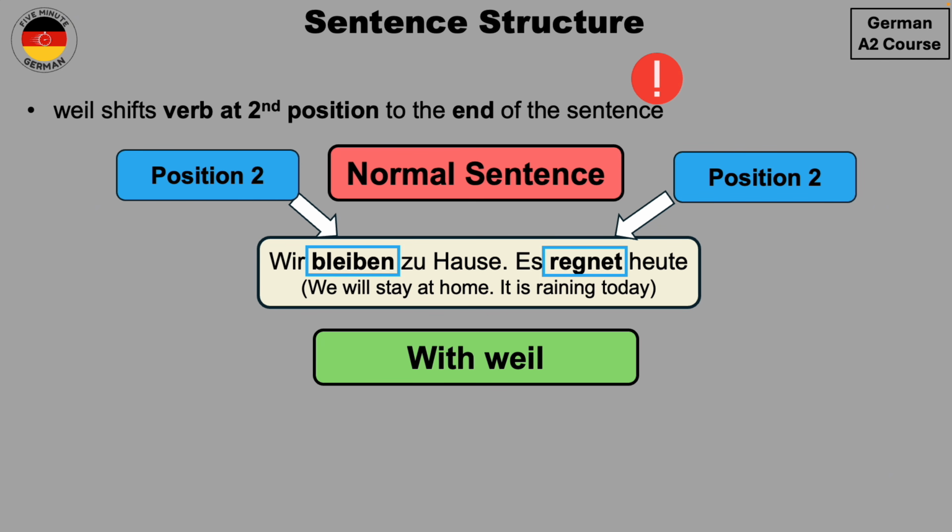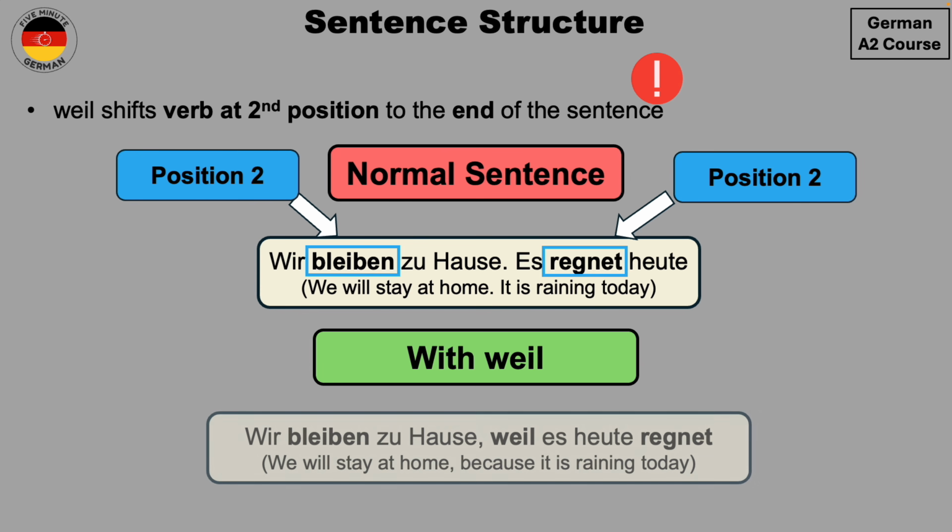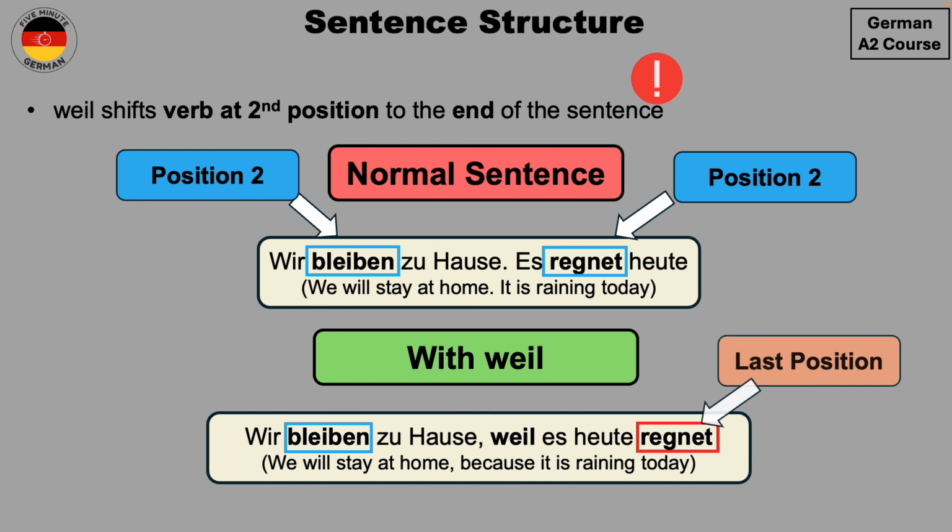Now when we connect both of these sentences with weil, then the sentence will become Wir bleiben zu Hause, weil es heute regnet. We will stay at home because it is raining today. So in case of the first sentence, there is no change in the position of the verb and it remains at position 2. But in the second sentence, where we have added weil, the verb goes to the last position. So just keep this in mind that whenever we use weil, then the verb at the second position will go to the end of the sentence.